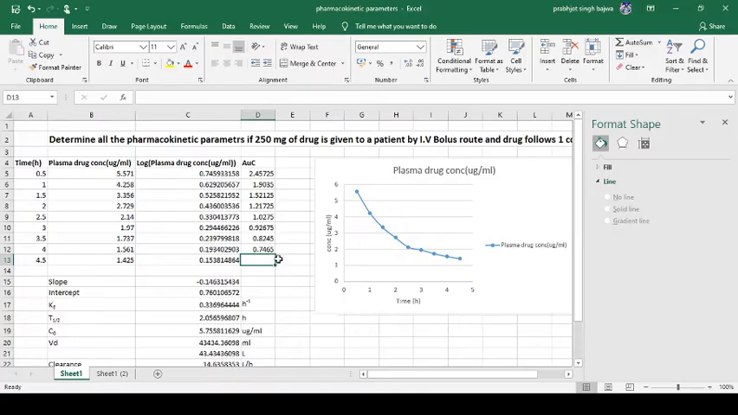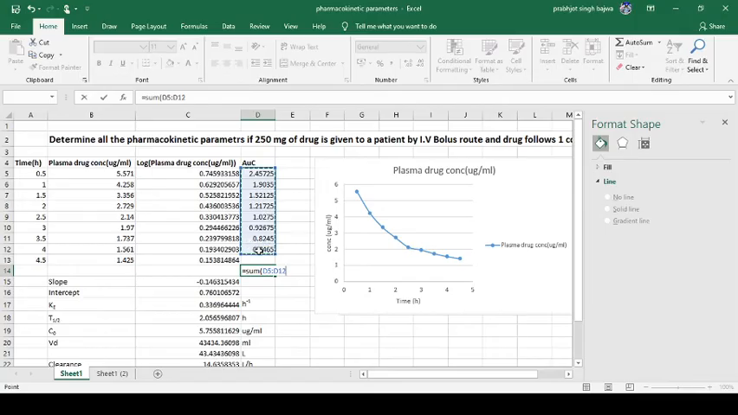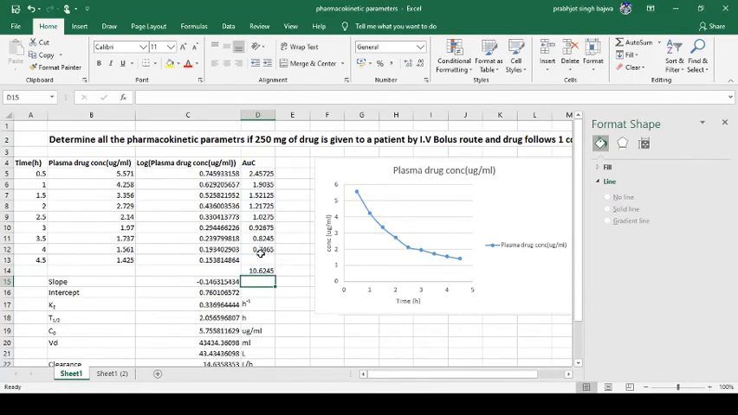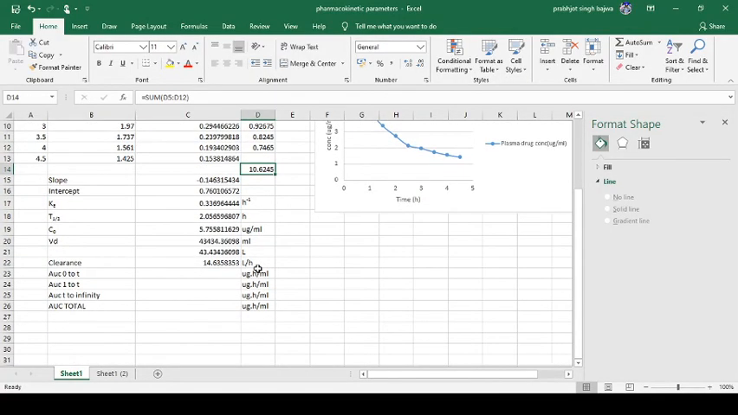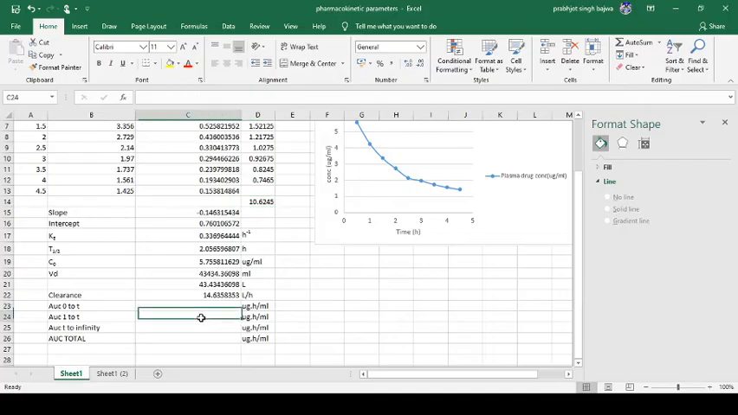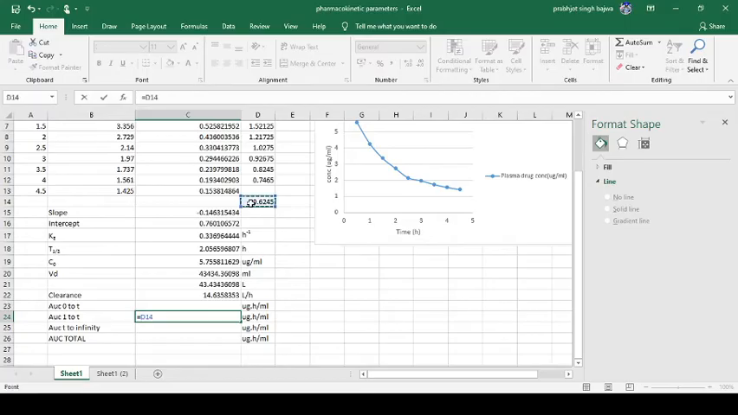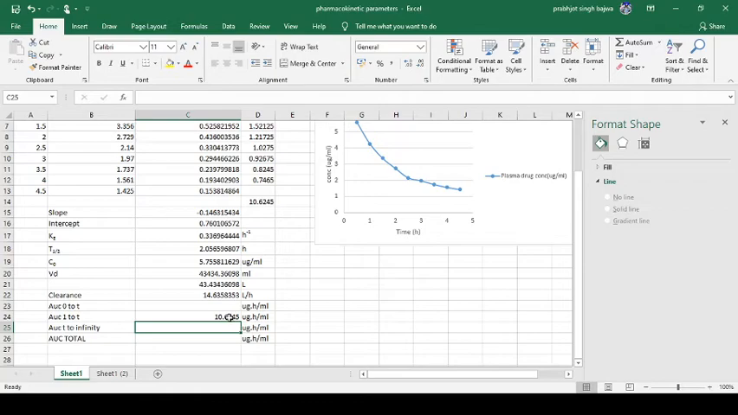So this is all the AUCs. Now we will sum them: equal sum, bracket start, select all the values, bracket close. So this is the area under the curve from point 1 to the last point. So AUC from 1 to T equals this, that we have calculated, the total. This is the area under the curve from the first point to the last point.